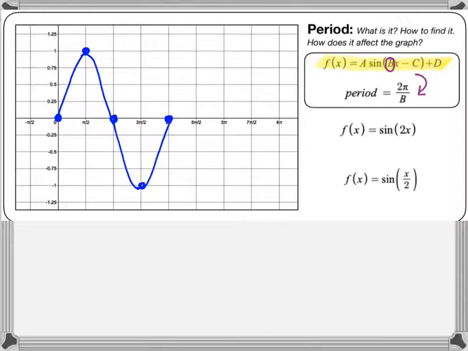So if I were to do this, that basically means the distance where it's going to repeat itself, we're always going to start at 0, and we want to find out when it starts repeating itself. So I go 2 pi, and I divide by the b, which is going to be 2, and it looks like pi is going to be when it starts to repeat itself. So that means this graph is going to get done from this point to this point.